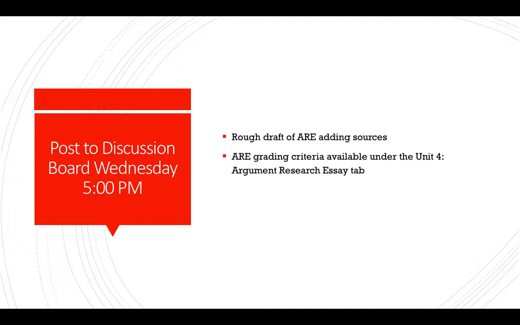Again, if you're looking for the grading criteria as a guideline, that's available under the Unit 4 Argument Research Essay tab. So all the criteria is broken down, and this is worth 300 points, so you can see where all of the points will be assigned.